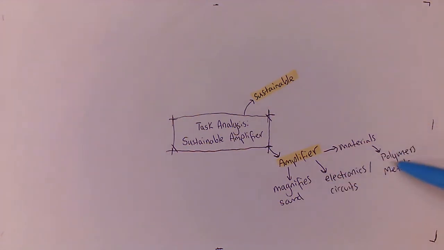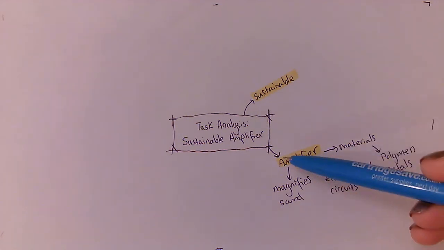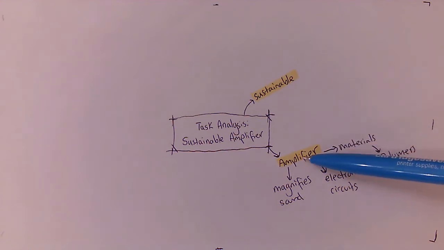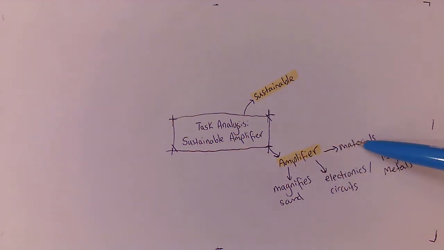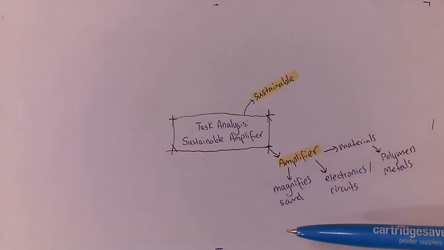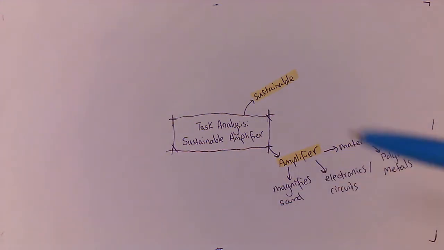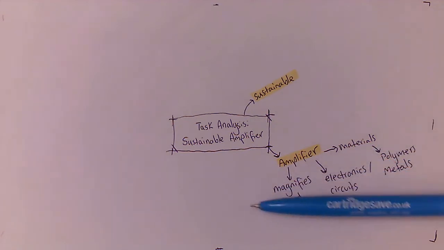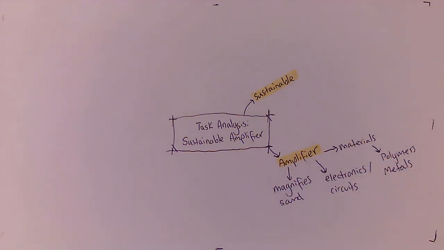So already I'm just showing an understanding as to what I think an amplifier actually is, just by branching out. And you can see here I've gone from amplifier to material, and then I've branched out further to identify specific materials or specific material categories, so polymers and metals. So this is why I really like to conduct a task analysis using a mind map method, just because you can branch out and fill an entire page with all of your ideas and all of your thoughts.